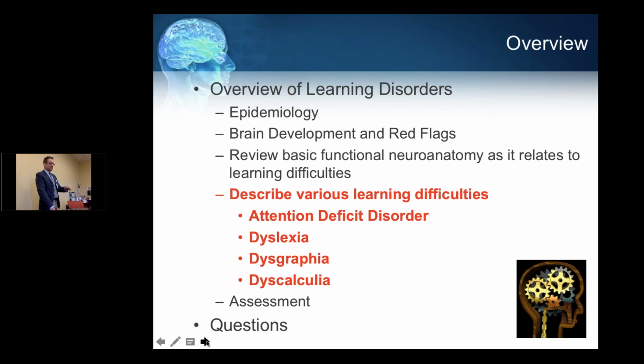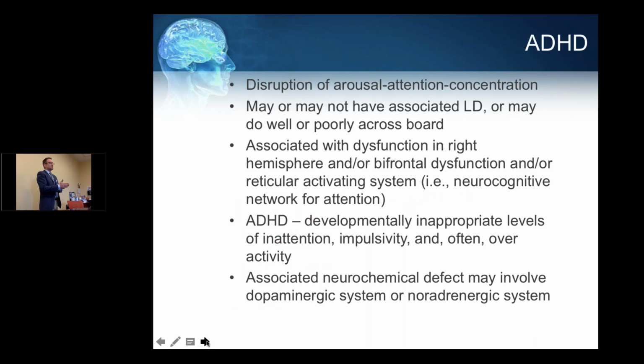But regardless. So now we're going to switch to learning disabilities, and we're going to go through 4 of them. And then I'll give you a brief summary of some others. So let's talk about ADD. ADD is a disruption in the arousal attention concentration system. Okay? You may or may not also have another learning disability. Many people do. So often people have more than one. Okay? And particularly dyslexia and ADD go together, and ADD and developmental coordination disorder.